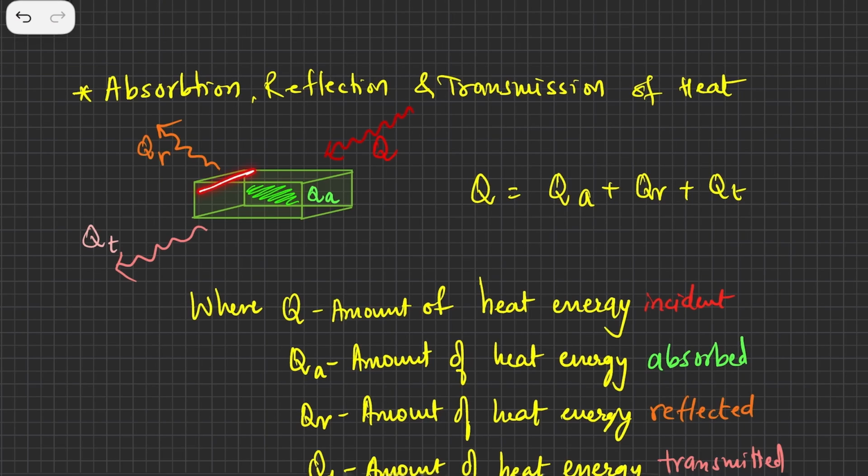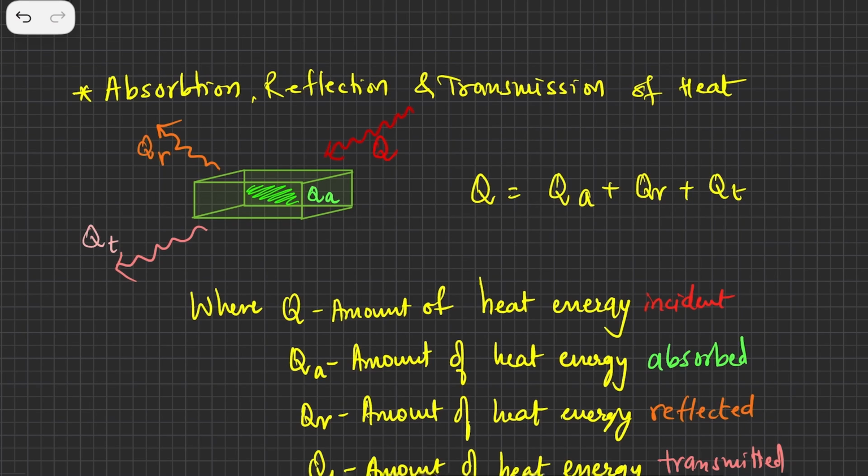So I'm assuming that this is my body, one body, and Q amount of heat energy is incident on the body. If you can see the arrow is pointing inwards, that means Q amount of heat energy is incident on this body. Then this body has a capacity of accepting the heat as QA. So QA amount of heat energy is absorbed. Some part is reflected, so I have written that as QR. QR is the amount of heat energy reflected. So if you can see the arrow, it's pointing outside. And QT is the amount of heat energy transmitted. I am writing that as QT. So the arrow is pointing outside.